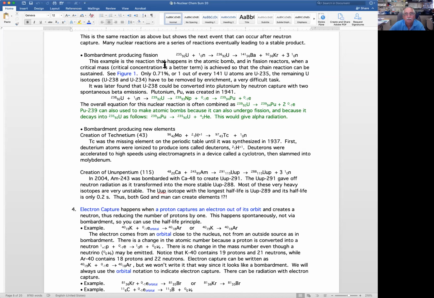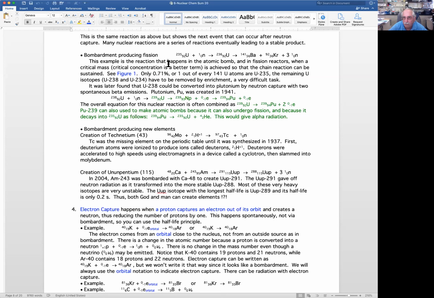Gotcha. Okay. So anyway, you've probably heard the term critical mass. Well, that's a really bad name. It should be critical concentration. So you can imagine if those uraniums are all far apart, the neutrons are going to miss them. So that means that these uranium-235 isotopes have to be close together. And we'll talk about this a little bit later.